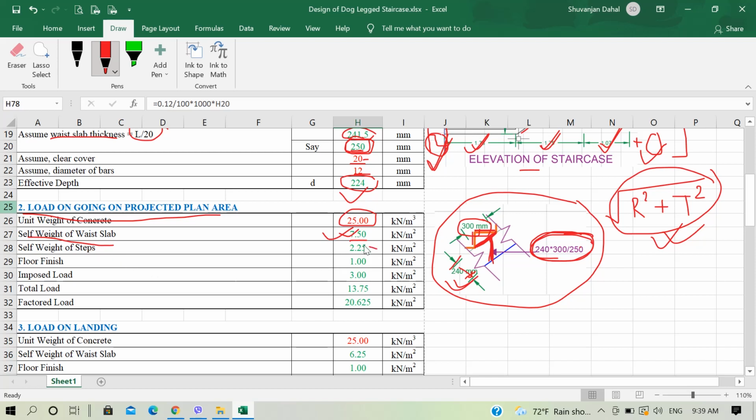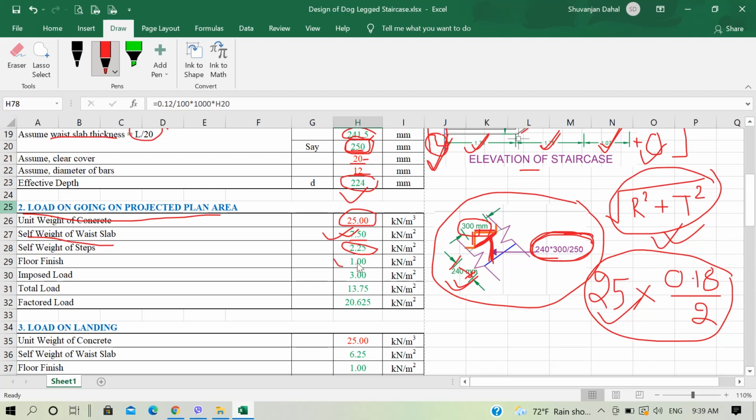And self weight of steps, how do we determine the self weight of steps? You can determine this self weight by multiplying this unit weight, which is 25, into the height of our riser, which is 0.18 meter, 0.18 meter divided by 2. So if you use this formula, unit weight into height of riser divided by 2, you get the self weight of steps in kilonewton per meter square.